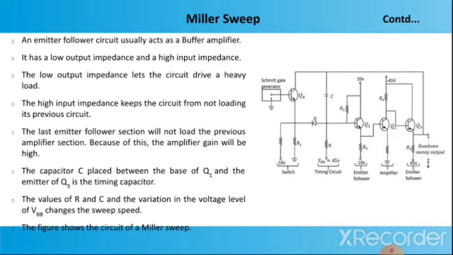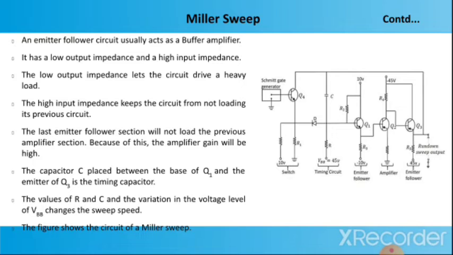An emitter follower circuit usually acts as a buffer amplifier here. It has a low output impedance and a high input impedance. The low output impedance lets the circuit drive a heavy load. The high input impedance keeps the circuit from loading its previous circuit. The last emitter follower section will not load the previous amplifier section. Because of this, the amplifier gain will be high.